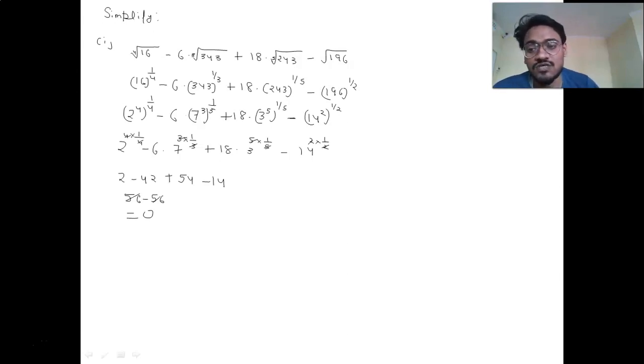Okay, so 0 is going to be the answer of this particular question. I hope समझ में आया होगा. Okay, इस तरह के क्वेश्चंस आप एक्सपेक्ट कर सकते हैं based on laws of exponent. Let me take one more question.